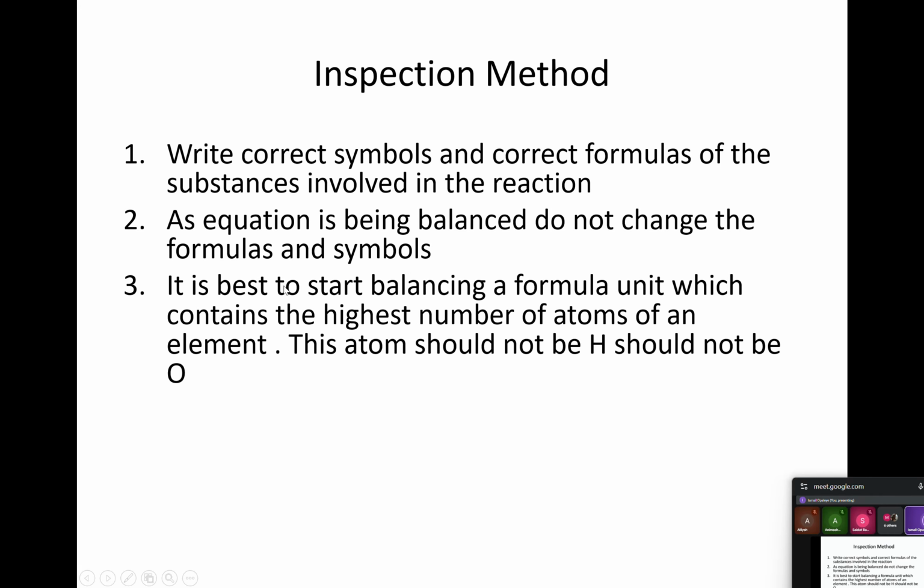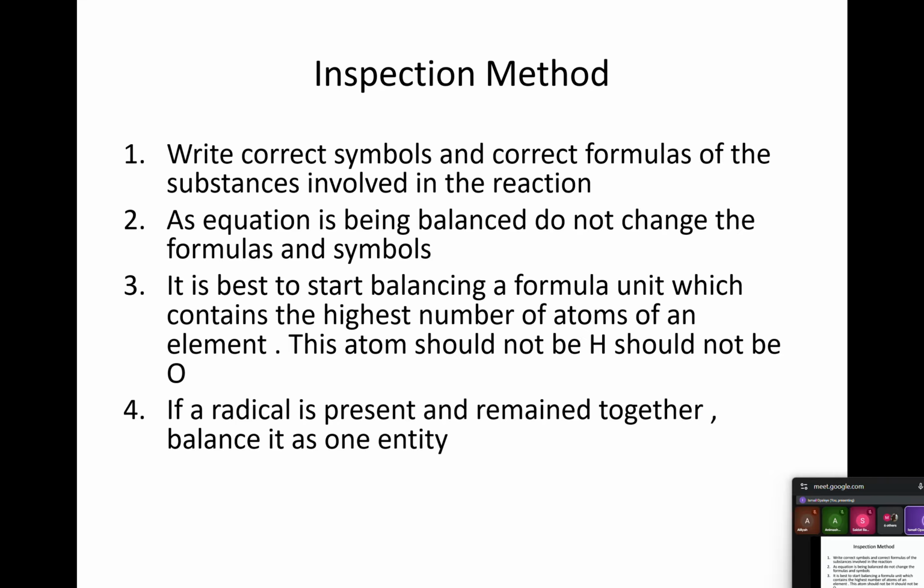Three. It is best to start balancing a formula unit which contains the highest number of atoms of an element, and these atoms should not be H and also should not be O. Well, maybe we are going to understand some of these statements as we progress. And if a radical is present and remains together, balance it as one entity. Also very important, next to balance is H followed by O.